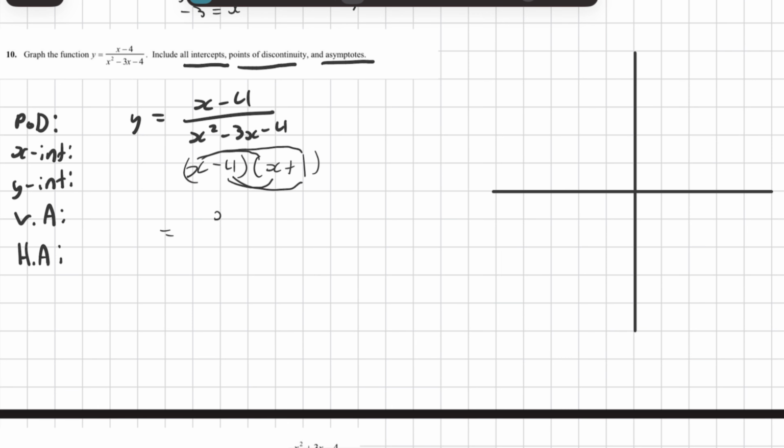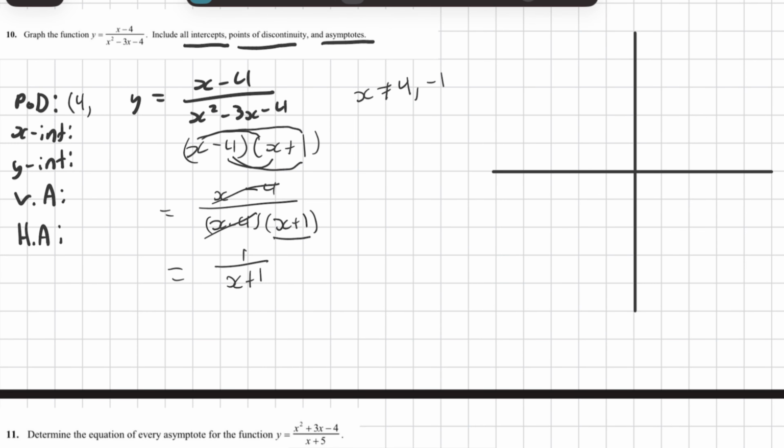So it's going to equal (x − 4) over (x − 4)(x + 1). We can see that these cancel out, and if we can get rid of something, we know that's going to be our point of discontinuity. So we're going to put up here x cannot equal 4, and it also cannot equal negative 1. But for our point of discontinuity, we know it's going to be 4 for the x value. So this is going to leave us with 1 over x plus 1.